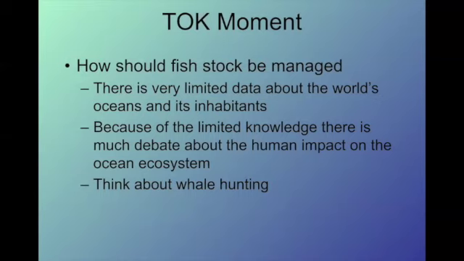Theory of knowledge moment, because we have to have some theory of knowledge. We haven't had a lot of it this year. How should the fish stock be managed? If there's very limited data on the world's population, and if the data is just an estimate, what do we know about the quotas that we put out? We should really err on the side of the fish. We should err on the fact that this is a fallible method, and that we should leave for sure enough fish that that population can continue.